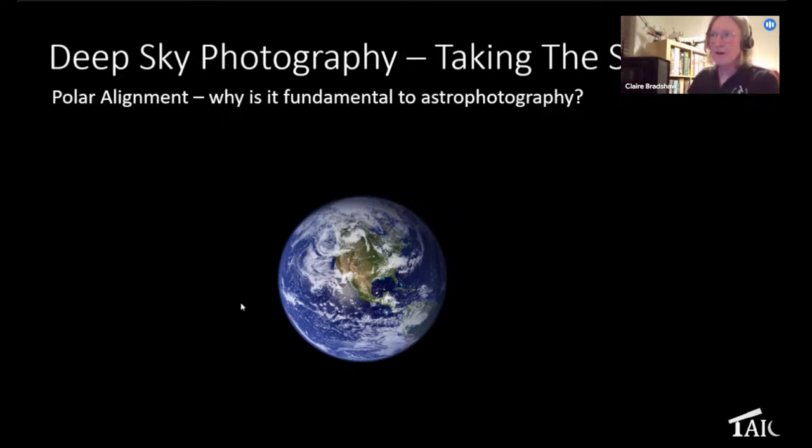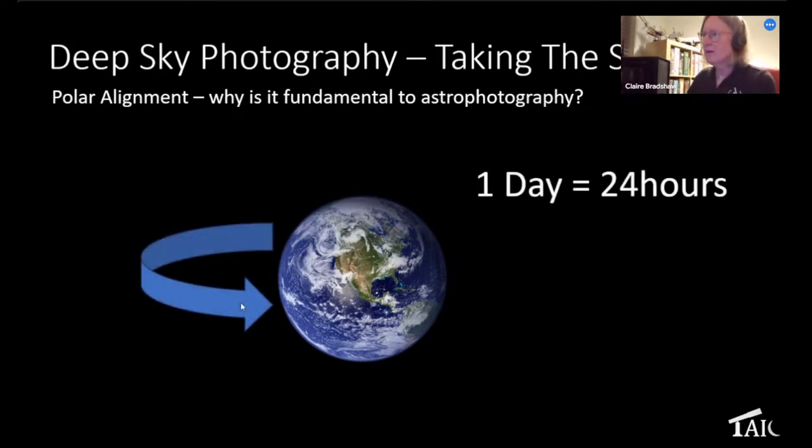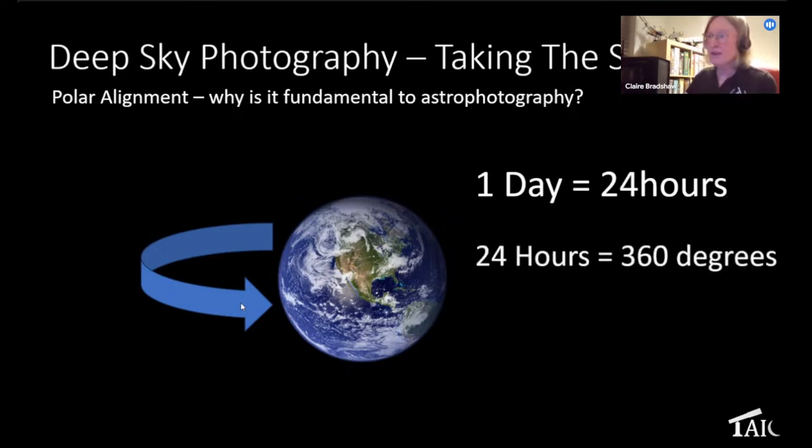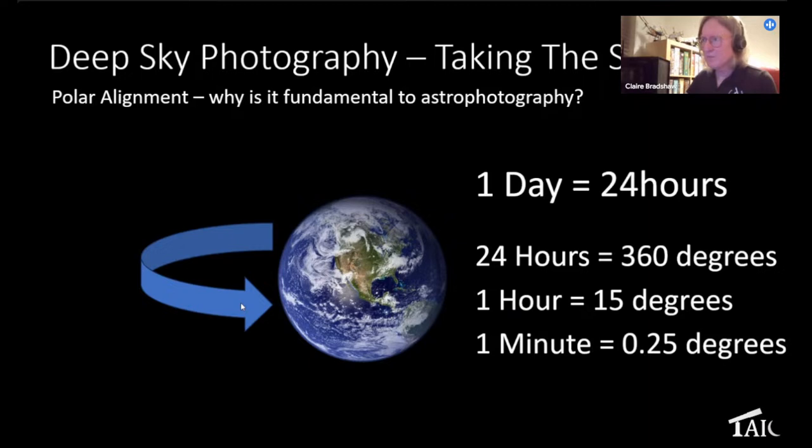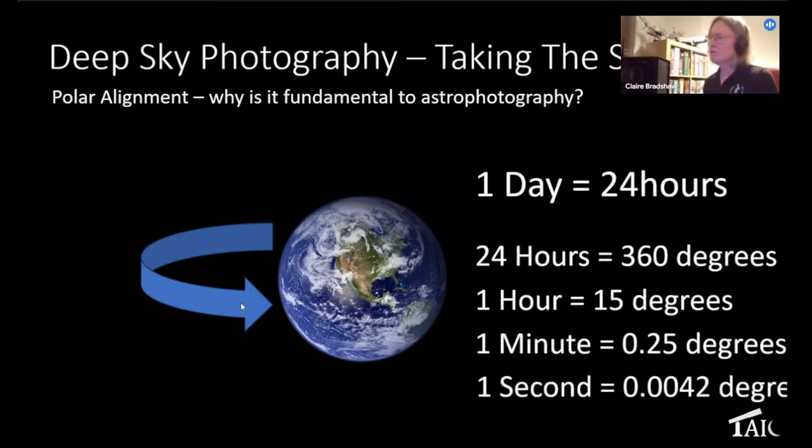First thing of all, polar alignment. Why is it fundamental to astrophotography? Well, a bit of maths for you here, which I hate, but here we go. One day is 24 hours. So in 24 hours, the Earth rotates 360 degrees. 1 hour is 15 degrees. 1 minute is 0.25 degrees. And 1 second is 0.0042 degrees.